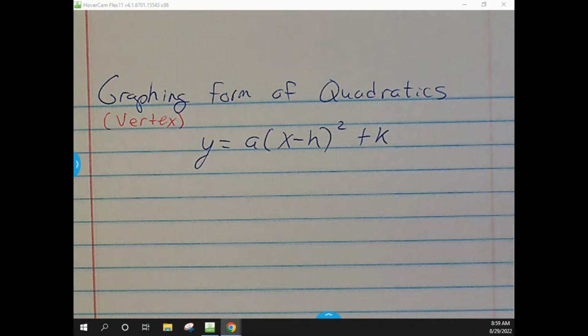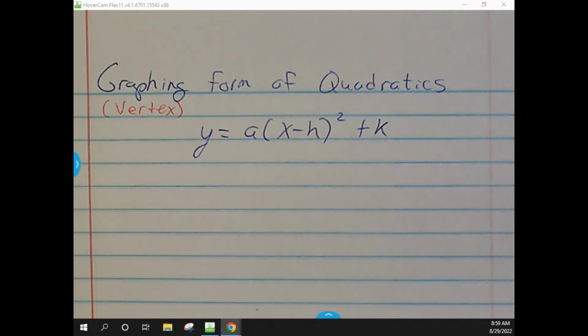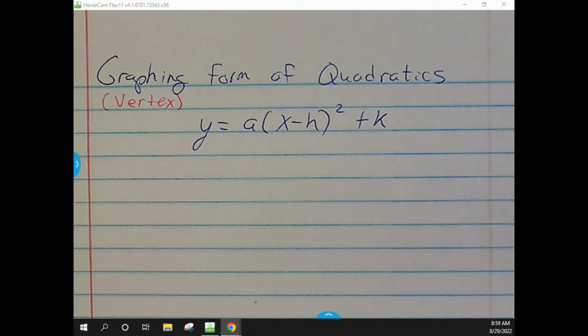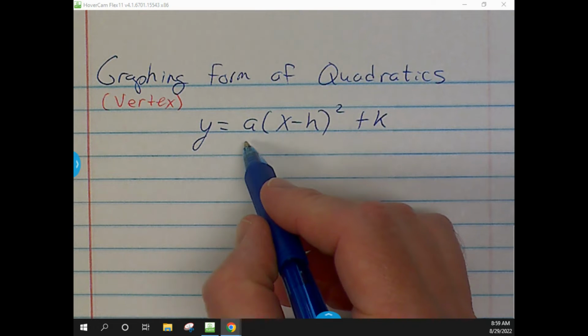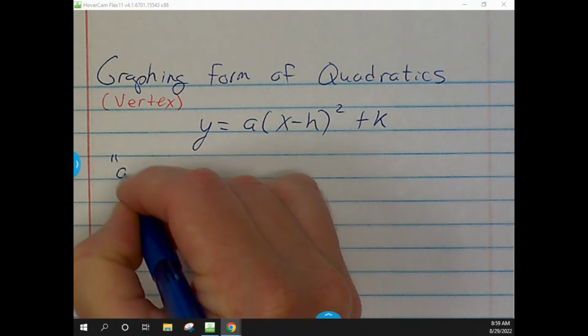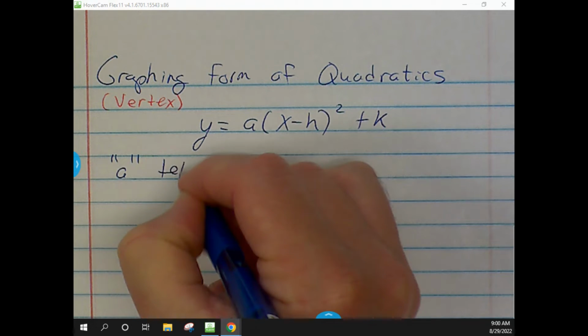Okay. Now here's where it's basically the same thing we did with absolute value, but the difference is instead of being V-shaped, it's going to be the parabola. It's going to be the U-shaped graph. But the basic setup tells you basically the same thing. The A value that you have here tells the direction of the graph.